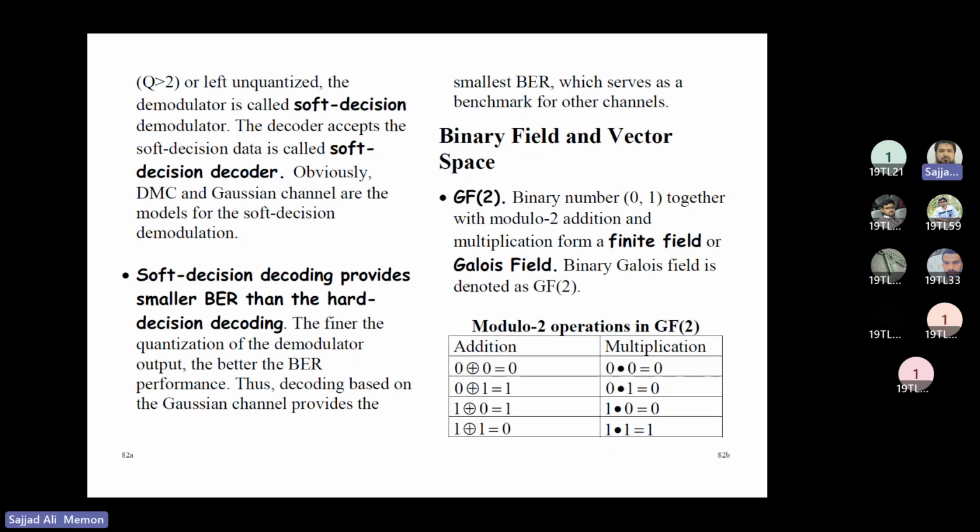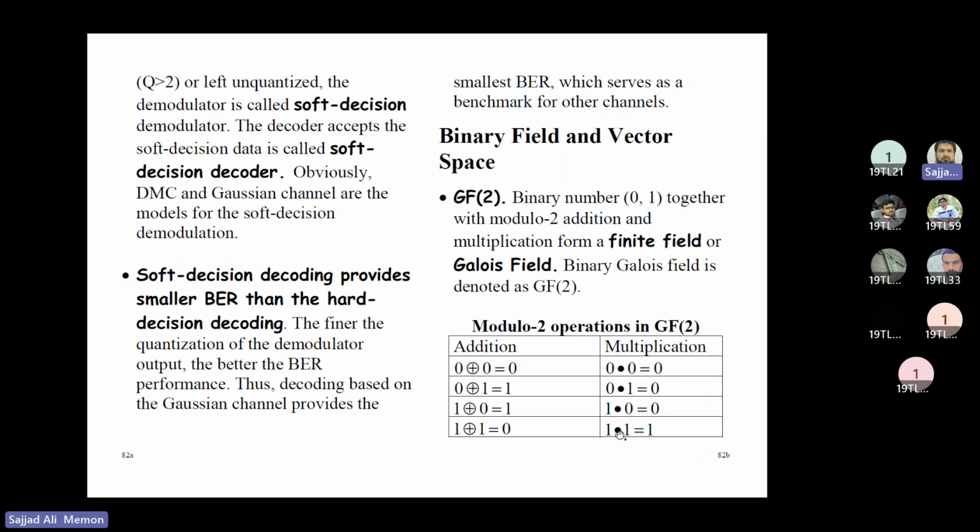So, binary field and vector space. Binary numbers 0 and 1, together with modulo 2 addition and multiplication, form a finite field or Galois field. Modulo 2 addition, as shown in the table: when we have two same inputs like 0, 0 the output is 0, and 1, 1 the output is 0. When we have different inputs, 0 and 1 or 1 and 0, the output is 1. Similarly, in multiplication, all outputs are 0.